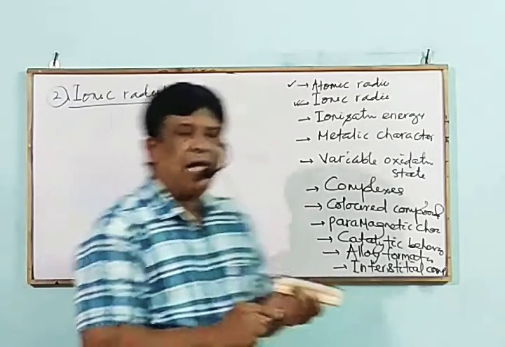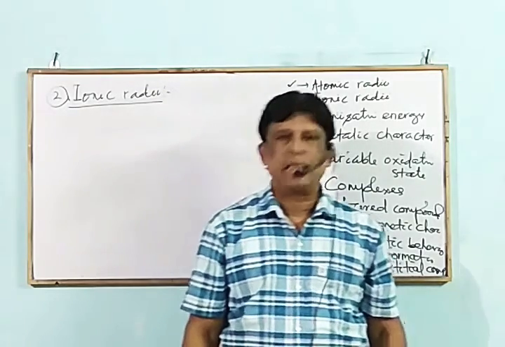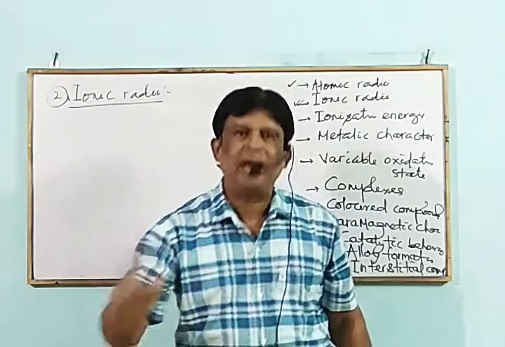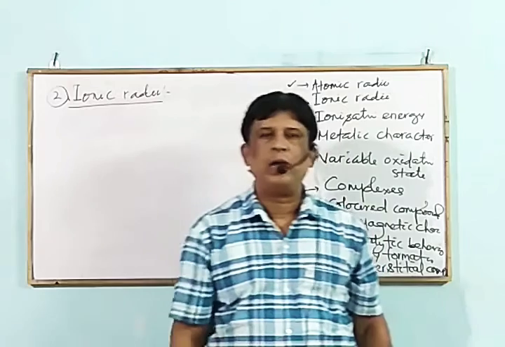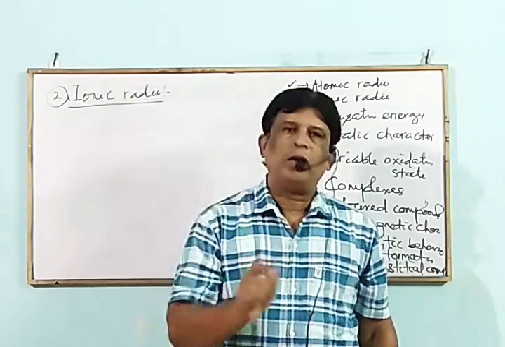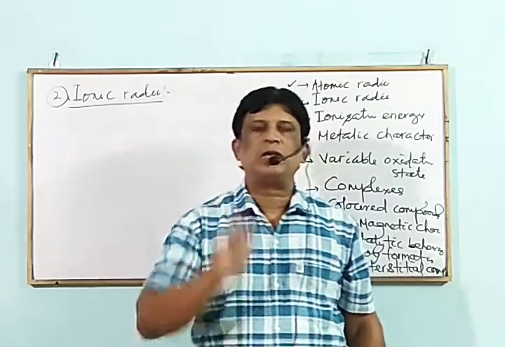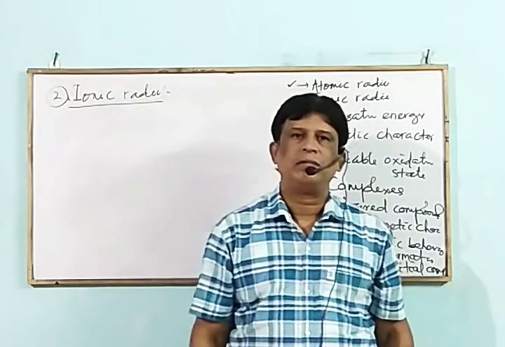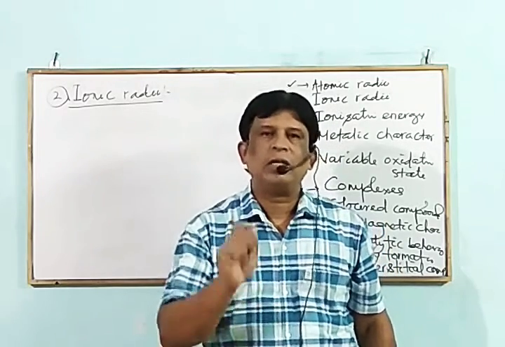Ionic radii follow the same trend as that of the atomic radii. In the first transition series, that is the 3d series, ionic radii follow the same trend as the atomic radii. There are two important points. Point one: for the same oxidation state, atomic radii decrease with increasing nuclear charge. And for a different oxidation state, atomic radii decrease with higher oxidation state.